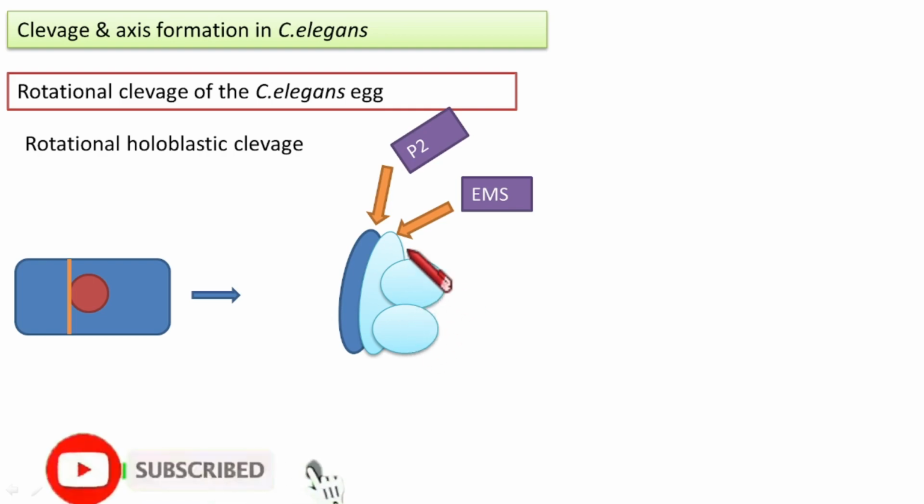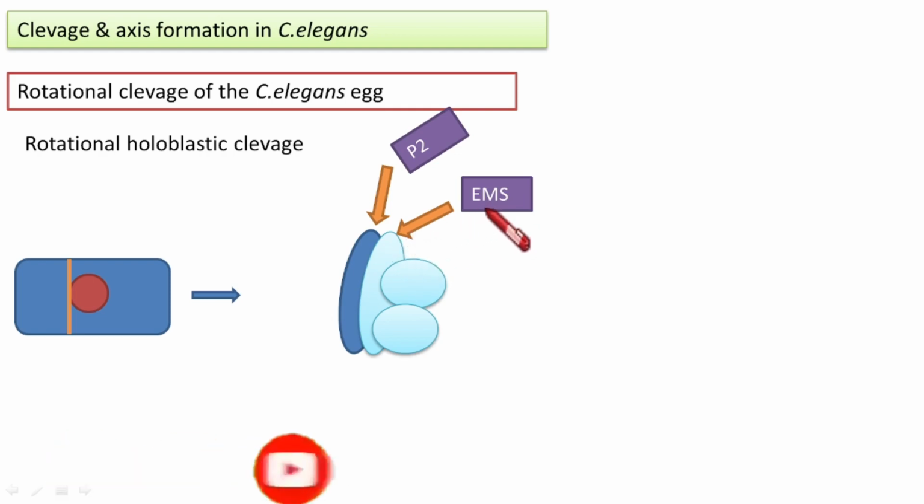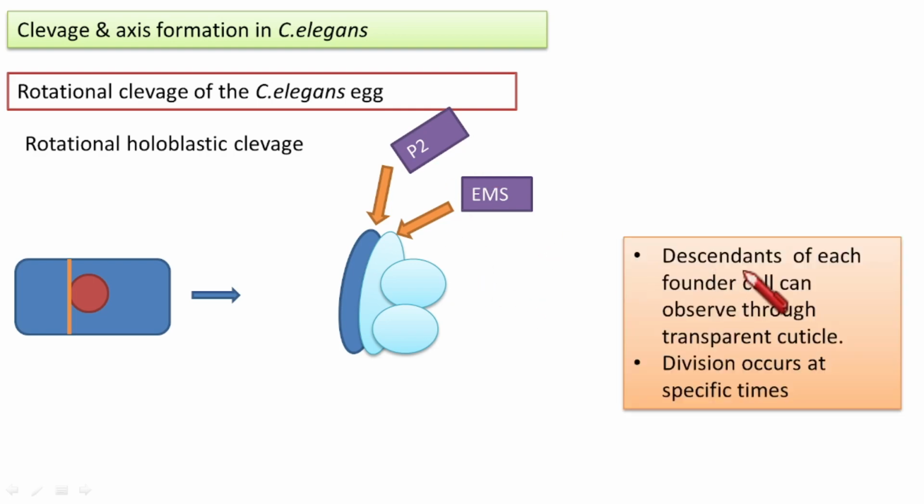And the founder cell that is formed in the second division is named EMS, and the stem cell formed as a result of the second division is P2, and it will proceed in that way. Okay, and the descendants of each founder cell. We need to know what each founder cell will form in future.